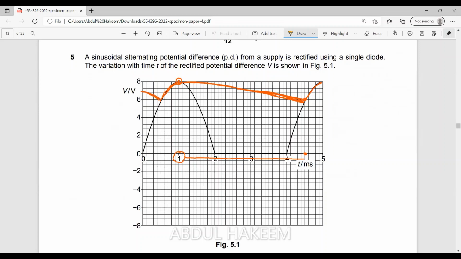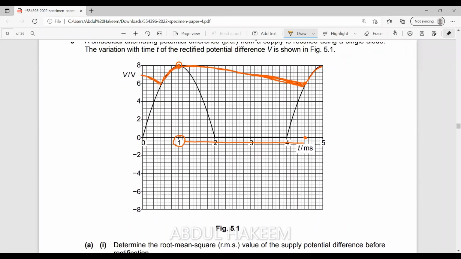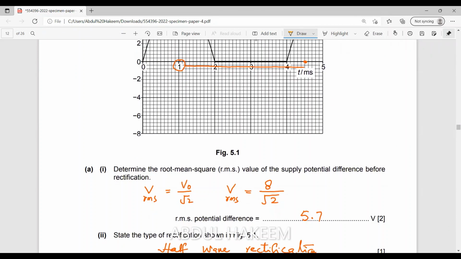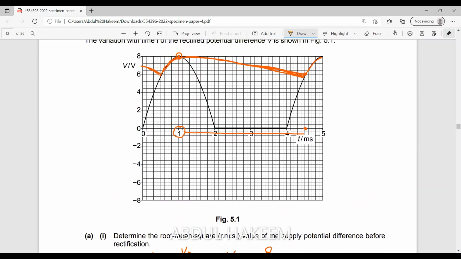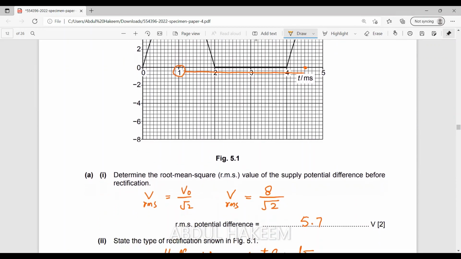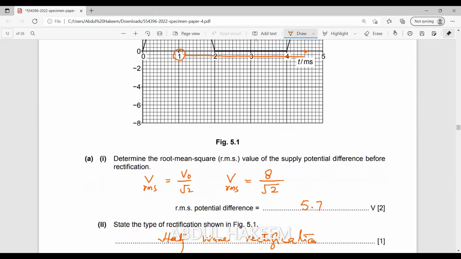And the next is, a sinusoidal alternating potential difference from the supply is rectified using a single diode. The variation with time t of the rectified potential V is shown. This is the graph. Determine the RMS value of the supply potential difference. VRMS is V naught divided by root 2. So the peak value is 8. So 8 divided by root 2, answer is 5.7.